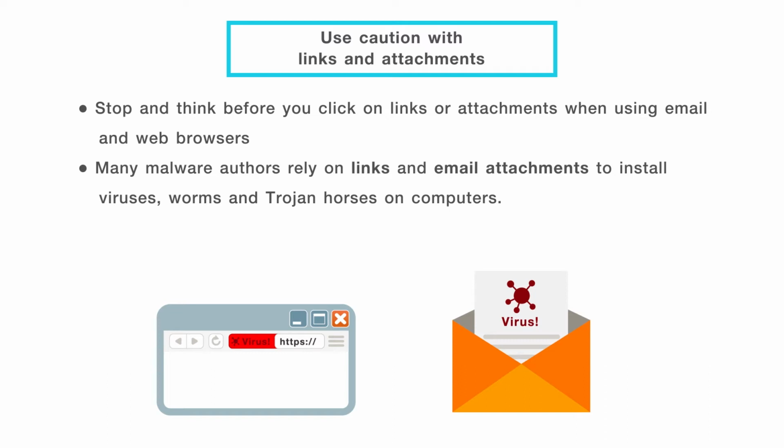Many malware authors rely on links and email attachments to install viruses, worms, and Trojan horses on computers. Even if the sender is a friend, relative, or colleague, it is best to exercise caution before opening any email attachment or following links received in emails, on social networking sites, or by instant messenger. The sender's computer could have been compromised by some malware, and it is being used to spread malware to all the contacts saved in the sender's address book.